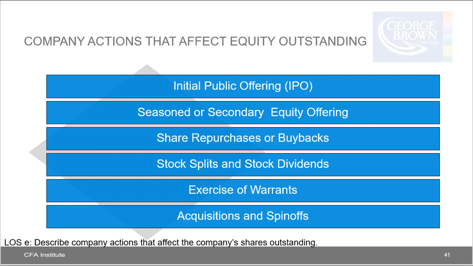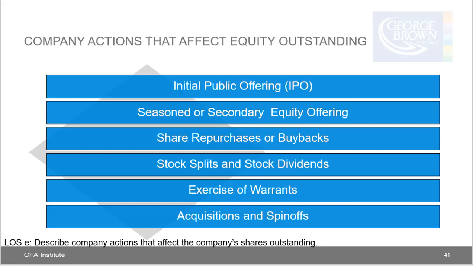Okay, so companies undertake major changes as they grow, evolve, mature, or merge with another company. Some of these changes result in changes to the number of common shares outstanding, the number of common shares currently held by shareholders. Various corporate actions can affect equity outstanding. Selling shares to the public for the first time, conversion from a private company to a public company, is referred to as an initial public offering, an IPO. We can look at many different examples of IPOs if we want to in many different countries.